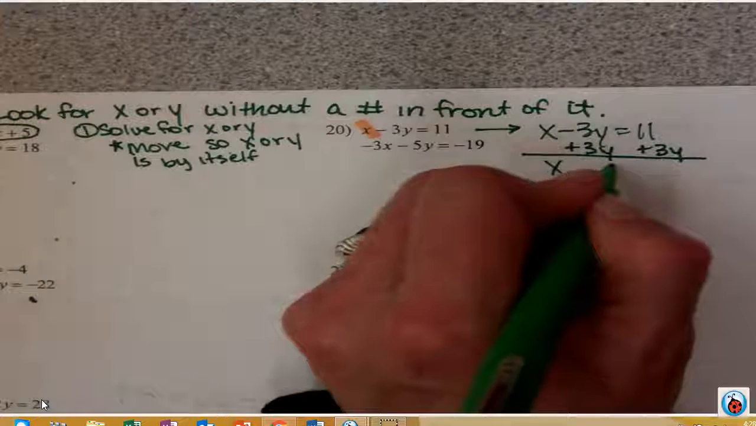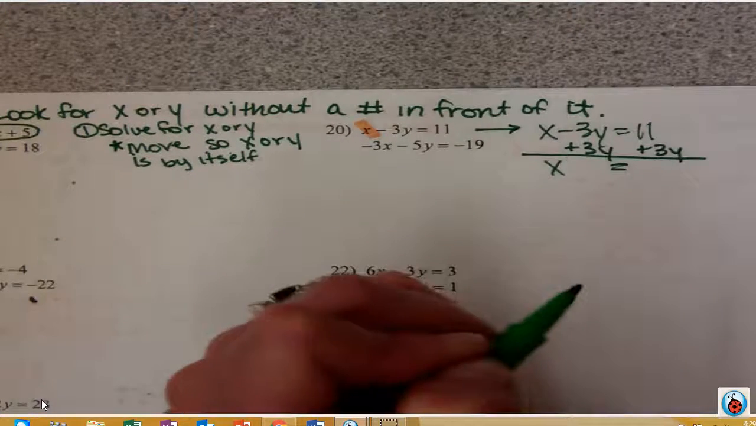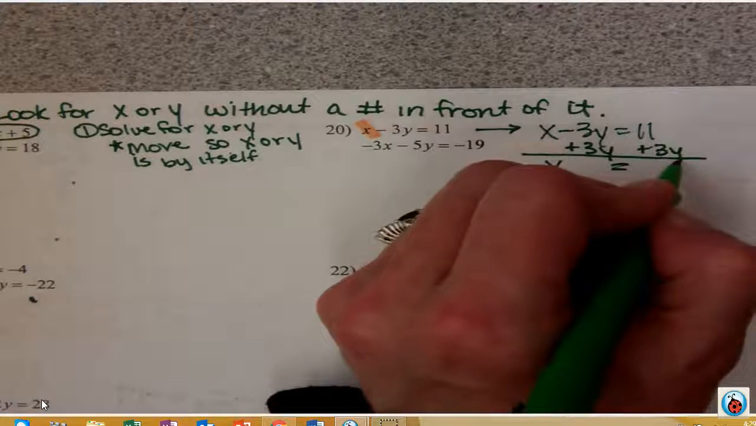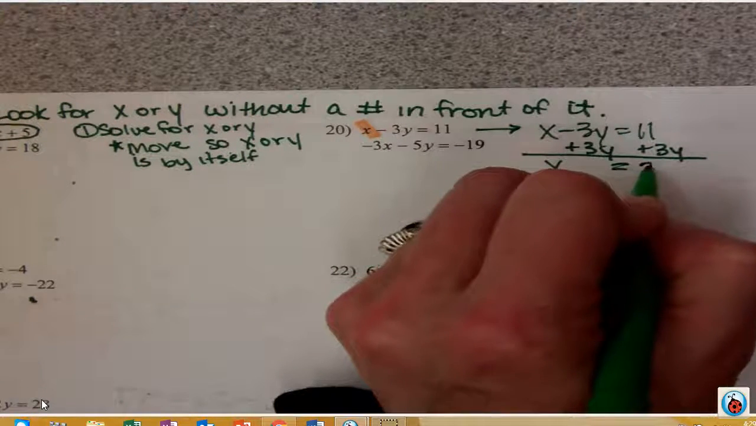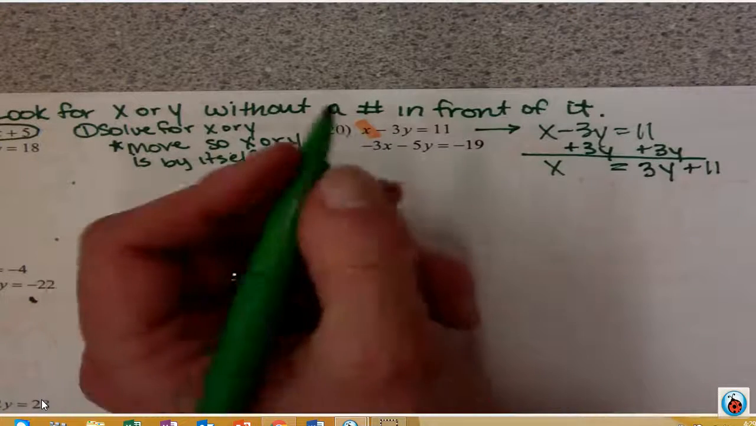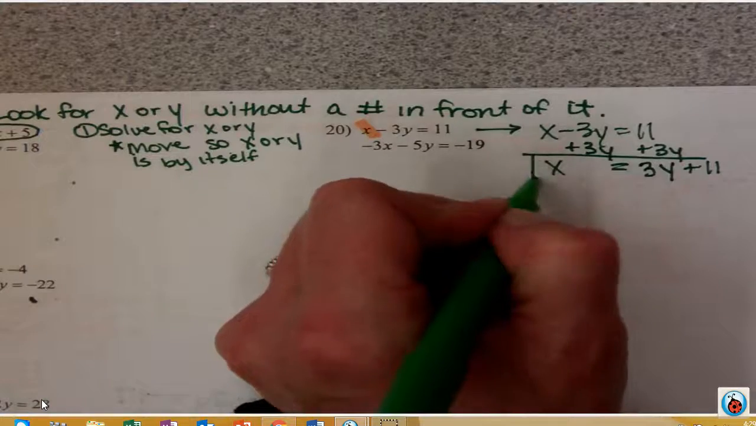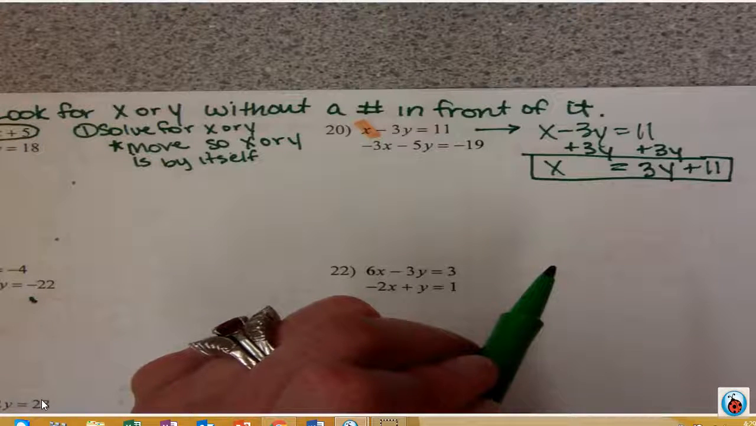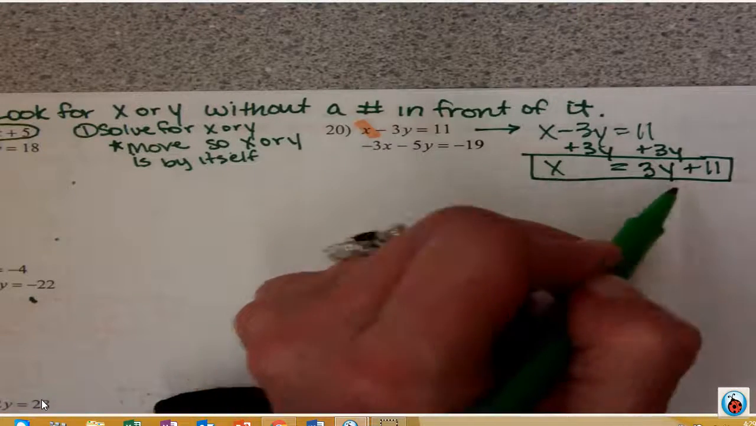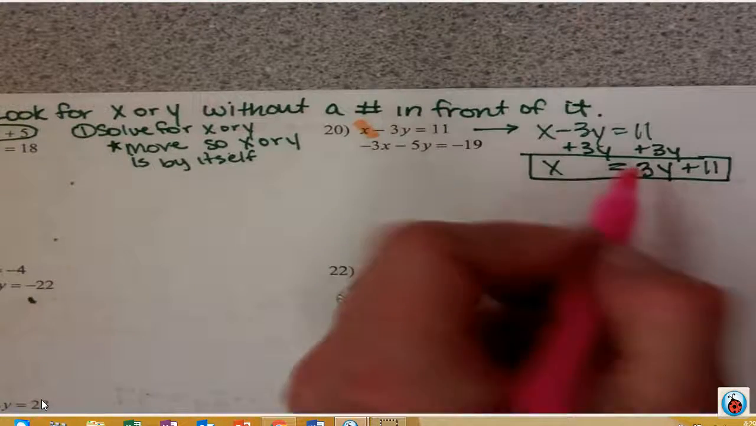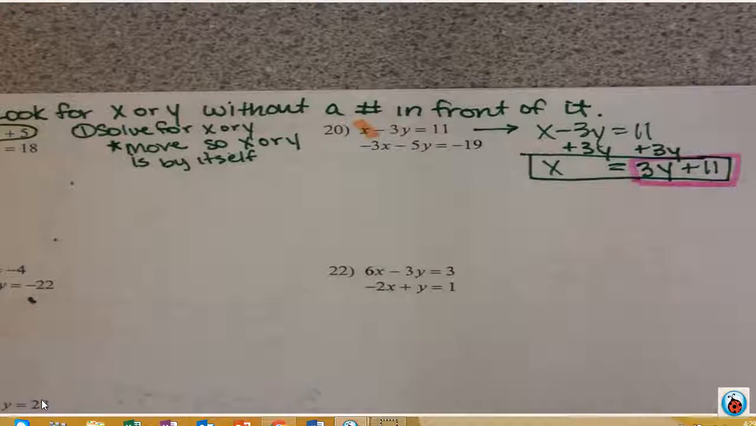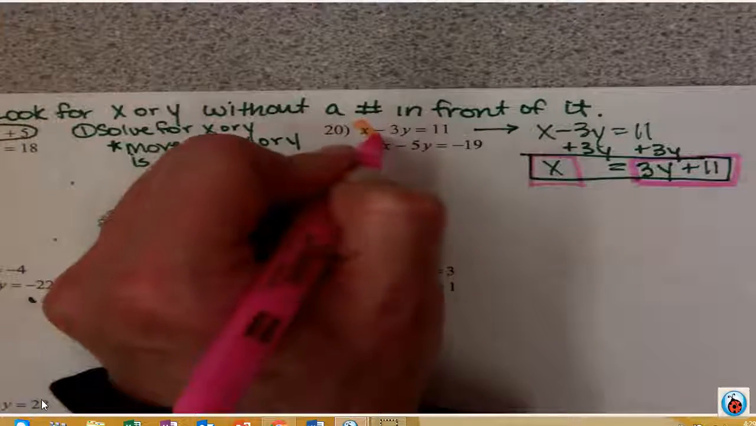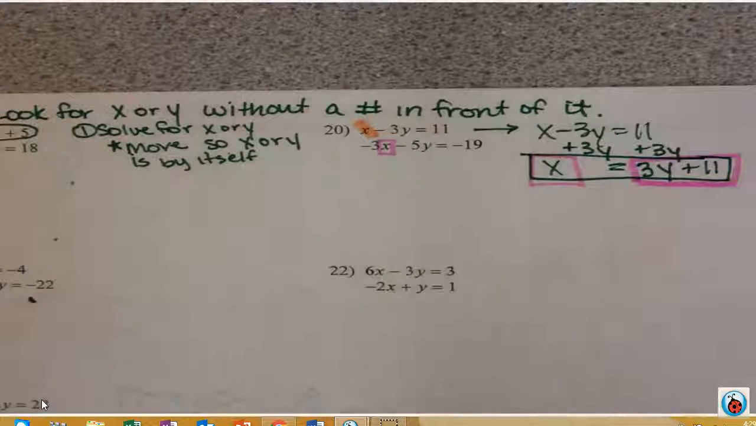And I get x equals, is that 14y? You should all be shouting no. I cannot combine those because this has a y and this doesn't. So it's 3y plus 11. So now I have x equals something. That's good. That's what I want. Since I know what x equals, it equals this whole thing.